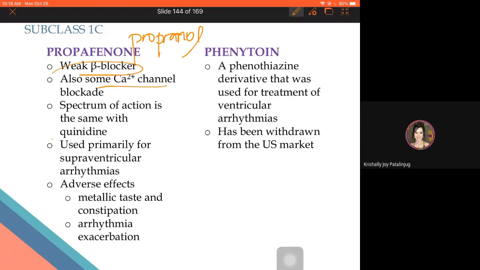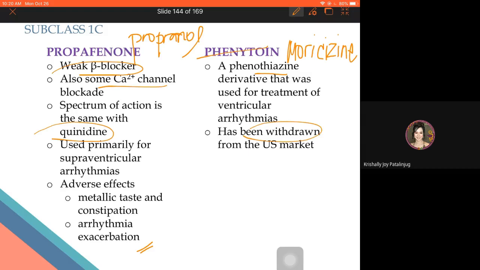And then we have moricizine. This is not phenytoin from earlier, and not phenothiazine either. So, this is moricizine, which is also under subclass 1C. It is a phenothiazine derivative, but it has been withdrawn from US markets. In other words, moricizine is no longer available in the United States. So overall, these are the specific examples of class 1C agents.